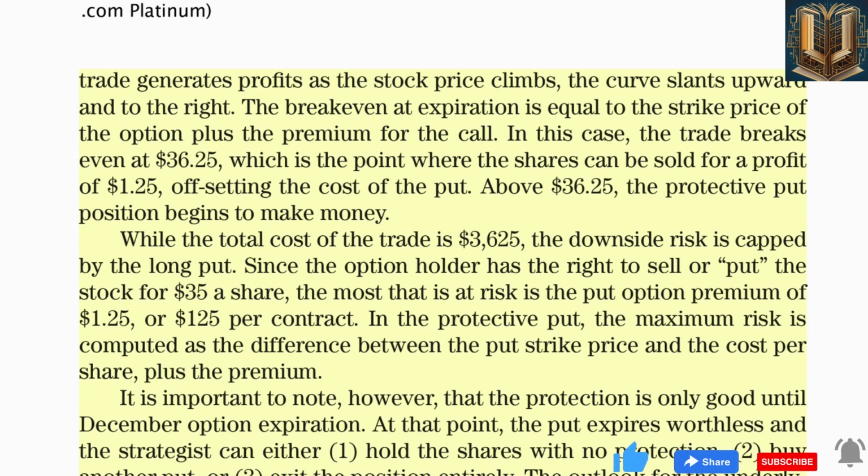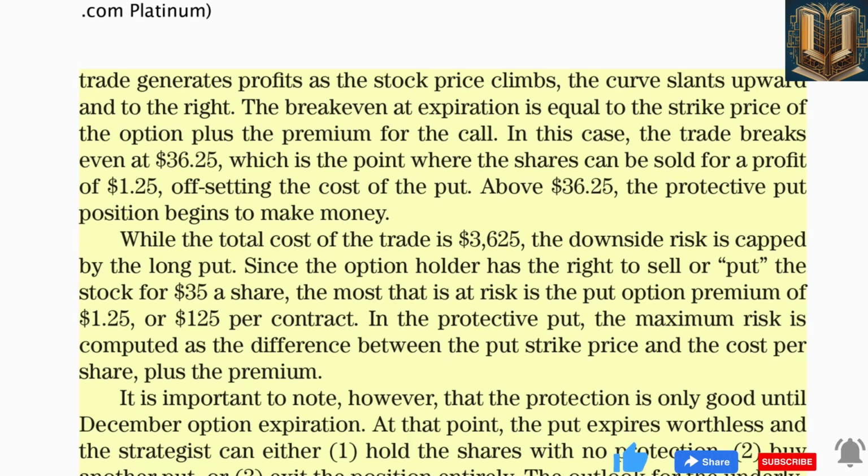At that point, the put expires worthless and the strategist can either: 1. Hold the shares with no protection, 2. Buy another put, or 3. Exit the position entirely. The outlook for the underlying asset will determine the best course of action. Generally, the strategist will want to roll forward the put at least 30 days prior to expiration because the put will experience significant time decay during its final month.